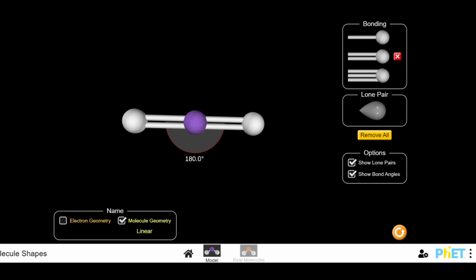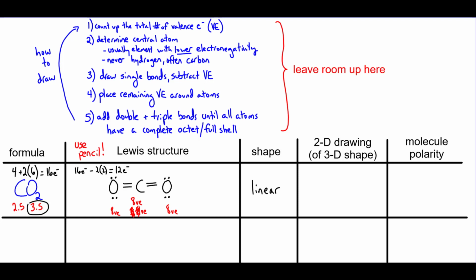Now going back to my notes, I've added the shape name to the box. And the next thing we need to do is make a 2D drawing of a 3-dimensional shape. Now it ends up looking the exact same as what we drew for the Lewis structure over here, but that's not going to be the case for many of the other molecules we do today.